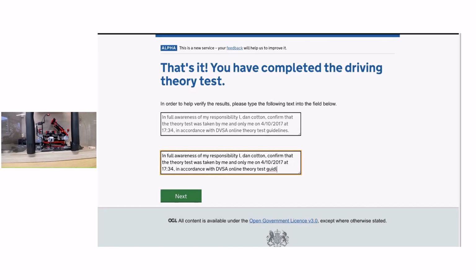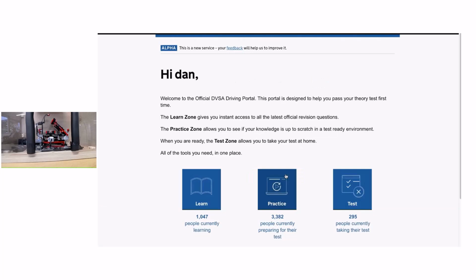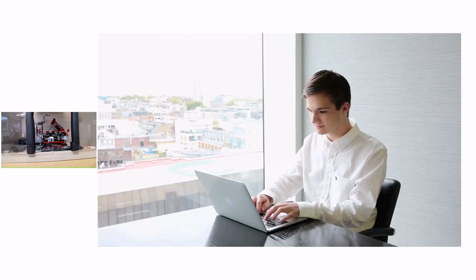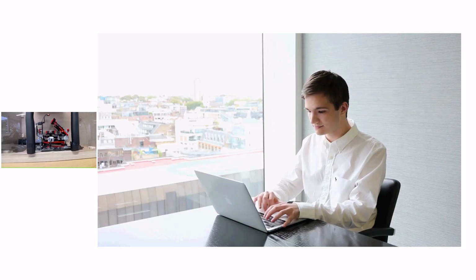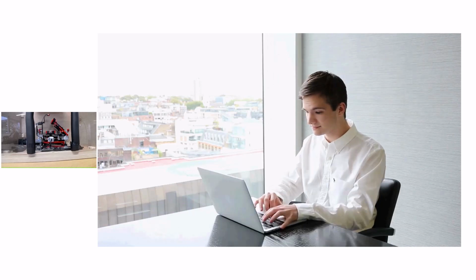Dan has now completed the driving theory test. He will receive his results via email. Dan is now redirected back to the DVSA driving portal, where he can continue his lifelong driving journey. If any instances of potentially fraudulent activity are recorded during Dan's test, it will automatically be flagged for review. Now, let's see what happens post-test, joining our colleague in a fraud investigation team.